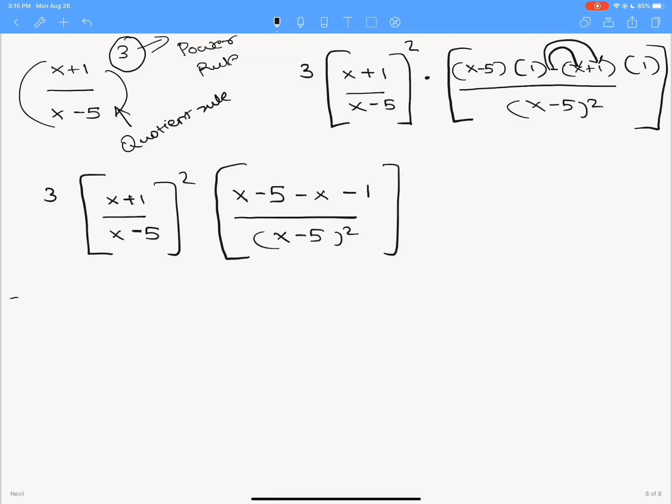and 3 times (x plus 1 divided by x minus 5) the whole square. Now, one thing you notice, you have positive x and a negative x. Those two cancel. You have negative 5 and negative 1. That gives you negative 6 divided by x minus 5 the whole square.